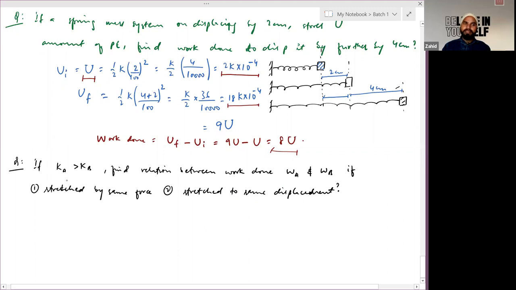And there is another question. Let's say we have two springs, A and B, and there is a relation between spring constants: Ka is greater than Kb. We have to define the relation of work done on each spring-mass system if the same force is applied on each system, and second, if the same displacement is applied for each mass-block system. In which case will WA be greater than WB, or WA smaller than WB? Try to define.